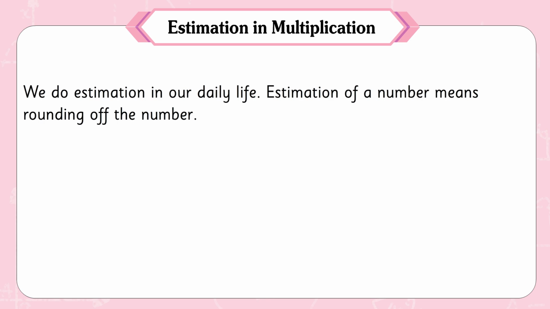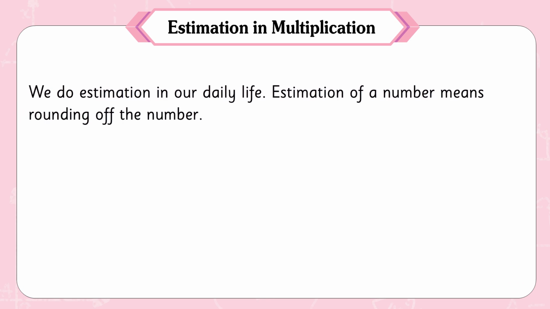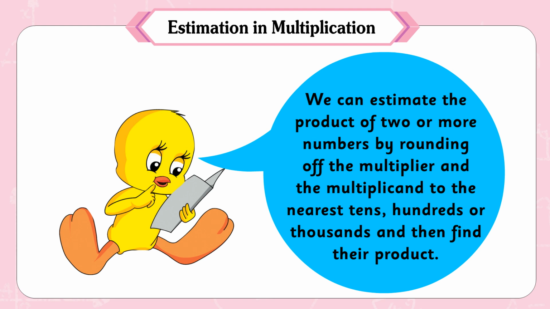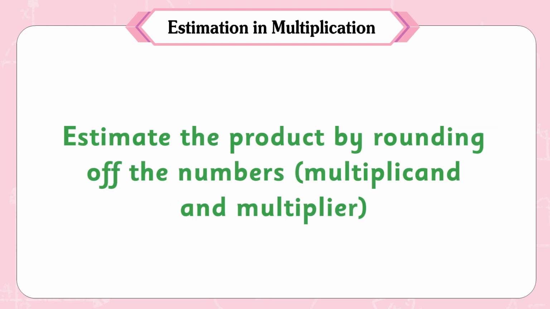Estimation in multiplication. We do estimation in our daily life. Estimation of a number means rounding of the number. Estimation in multiplication is done to make the calculation easier, and we get the approximate answer which is closer to the original answer. We can estimate the product of two or more numbers by rounding off the multiplier and the multiplicand to the nearest tens, hundreds, or thousands, and then find their product. Estimate the product by rounding off the numbers, multiplicand and multiplier.